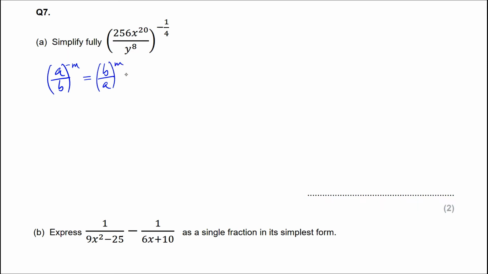That is always true. And by the way, because everything is to power m, this is same as b to power m over a to power m. Again, that's a true statement. Another true statement is if you have a to power m to power n, by laws of indices, this is equal to a to power m multiplied by n.